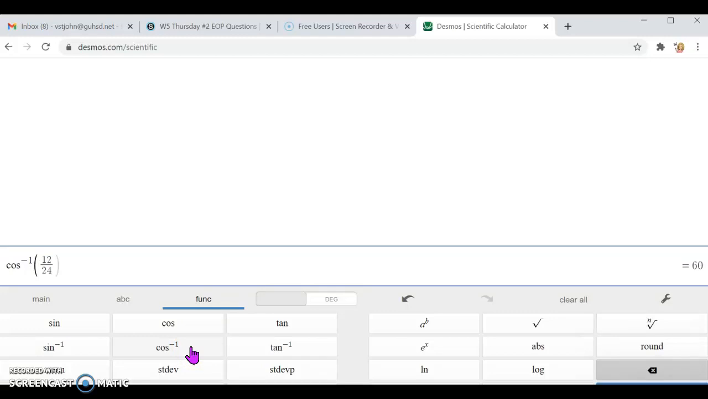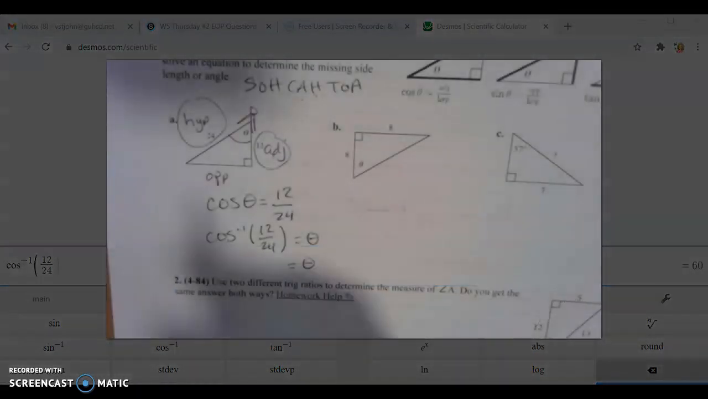That makes sense because remember the other problem was 8 over 16, the practice one. 8 over 16 reduces to 1/2. 12 over 24 reduces to 1/2. So we get that this is 60 degrees.